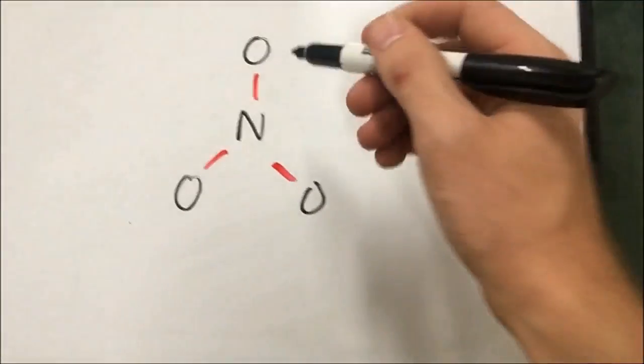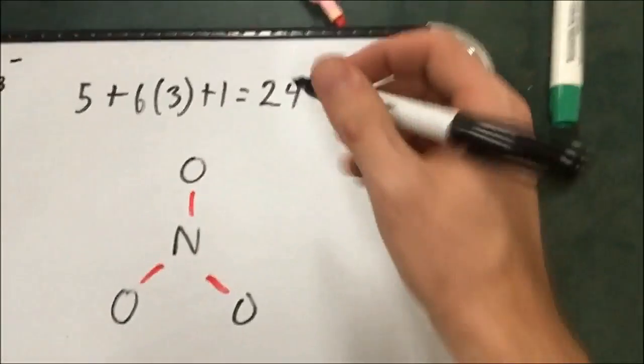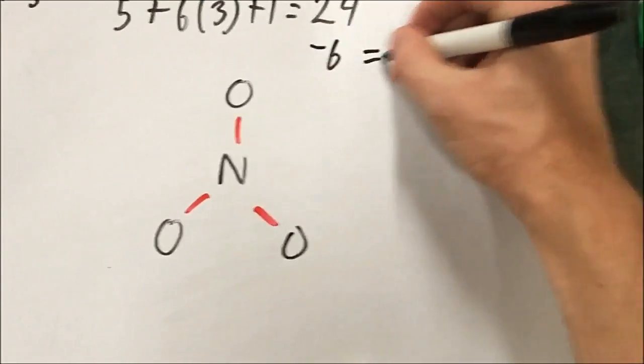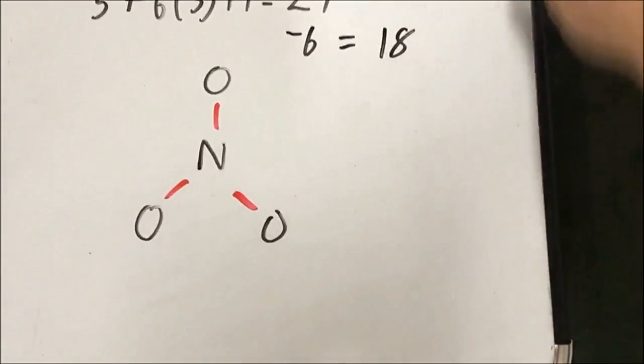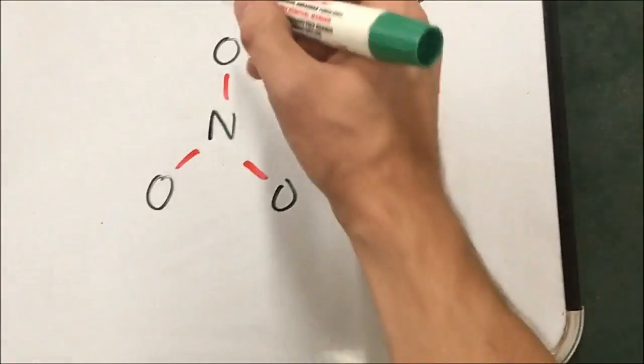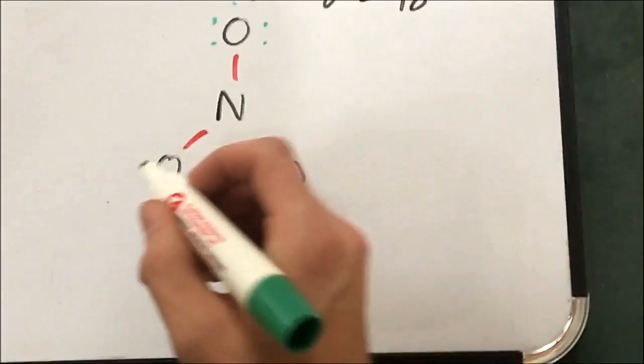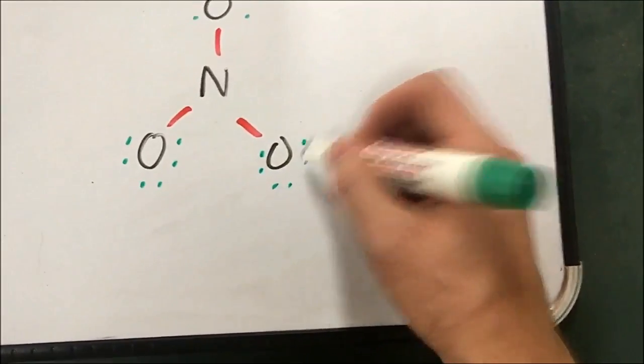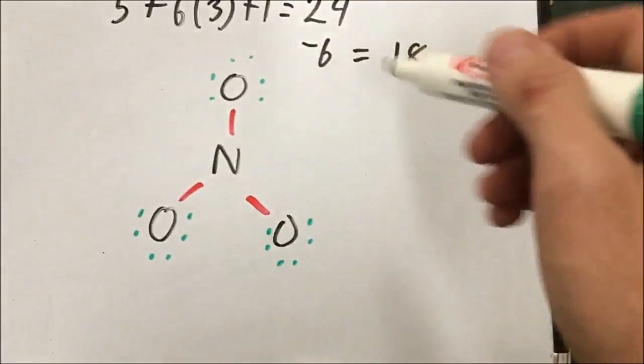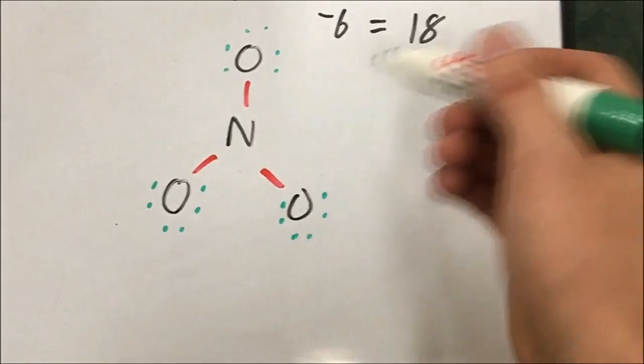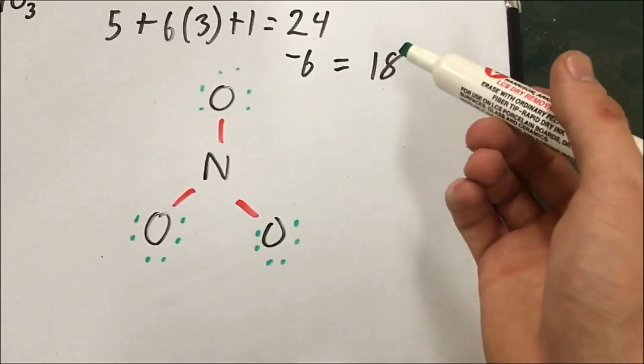Now, we're going to count each of these bonds as 2. 2, 4, 6, and subtract this from 24. This will give us 18, and that gives us the electrons to distribute to everything else. 6, 12, 18. So we can see that each of these has their octet filled, but now nitrogen doesn't, and we don't have any electrons left. So what do?